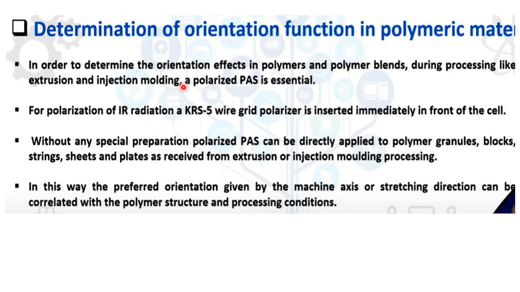Just for your information, there is a polarizer used, KRS5 wire grid, that is inserted immediately in front of the cell, and without any special preparation, polarized light can be directly applied to the polymer granules or polymer blocks. In this way, the preferred orientation given by the machine axis, or if you stretch a rubbery type of material and you are doing that analysis, you can get the knowledge about the orientation of the polymeric chain inside the material.